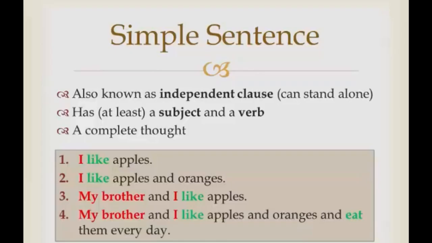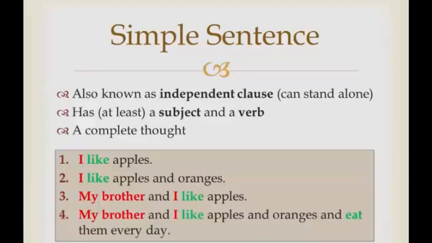My brother and I like apples. This time you have my brother and I being the subject for the verb like. You can have more than one, and it's called a compound subject. Doesn't matter, it is still the subject, my brother and I, and you have the verb like apples, still one single independent clause. Number 4, my brother and I like apples and oranges and eat them every day.